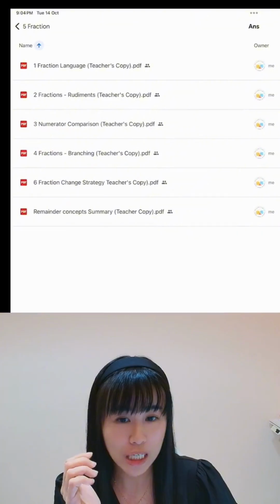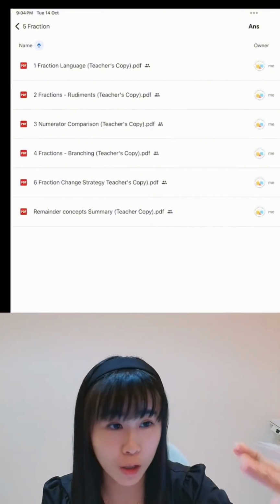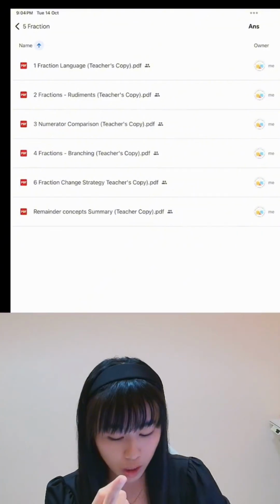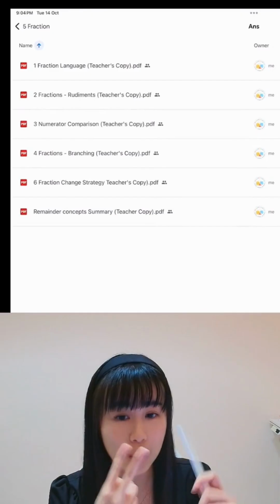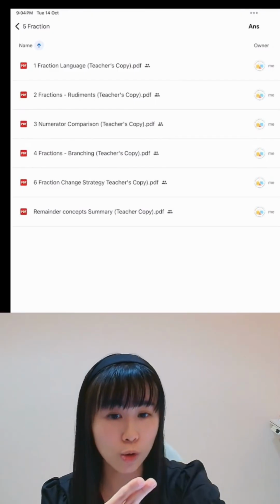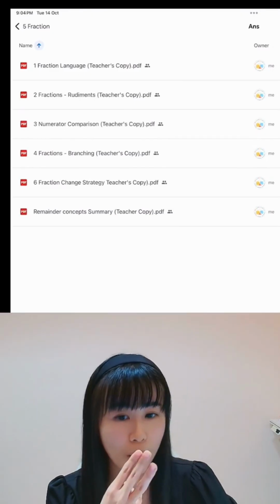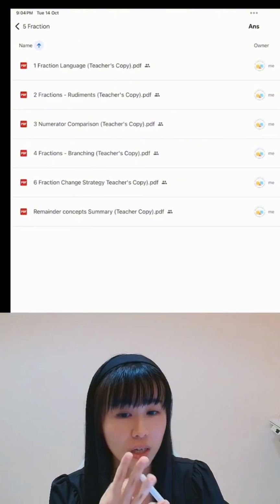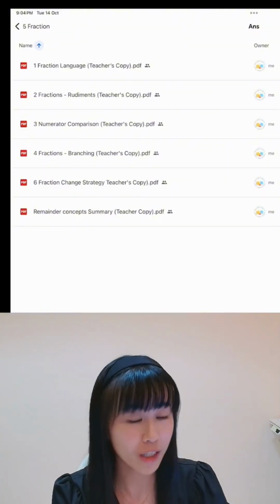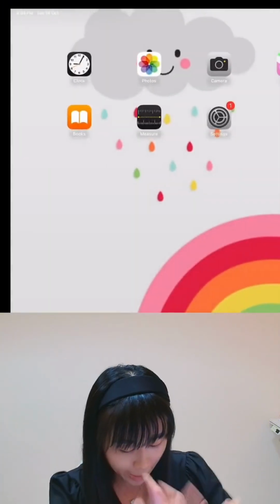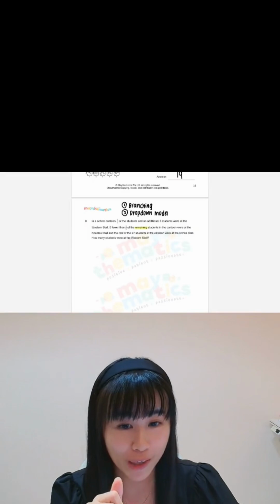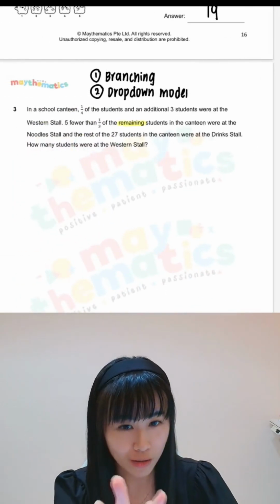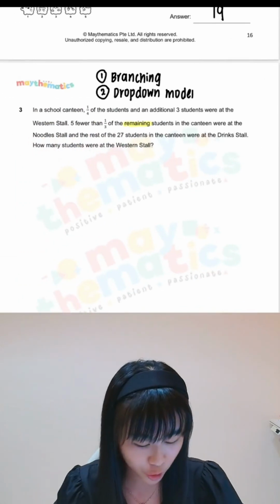Fraction is a very large topic in primary 5, right? You need to know the language, you need to know the basics of fundamental like addition, subtraction, multiplication. You need to know those problem sums with numerator comparison. You need to know branching. You need to know change strategy, which is the before and after. Now I just want to zoom into this additional amount, to practice with y'all. So at least if it comes out, y'all can get that 3 to 5 marks in the exam.